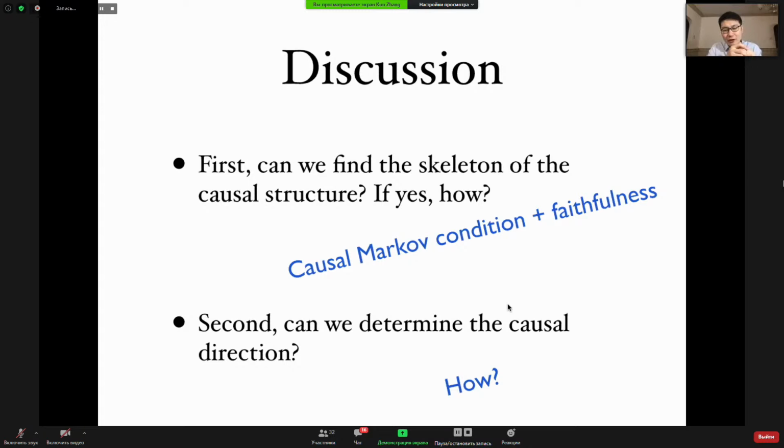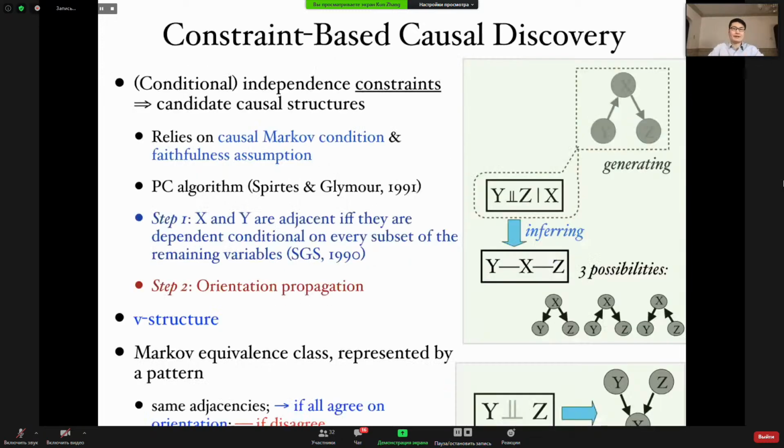Can we determine the causal directions? Yes, we can determine some of the causal relations. Here, you can see how we can solve the problem. So we want to make use of independence and conditional independence constraints to find essential information of the causal structure.